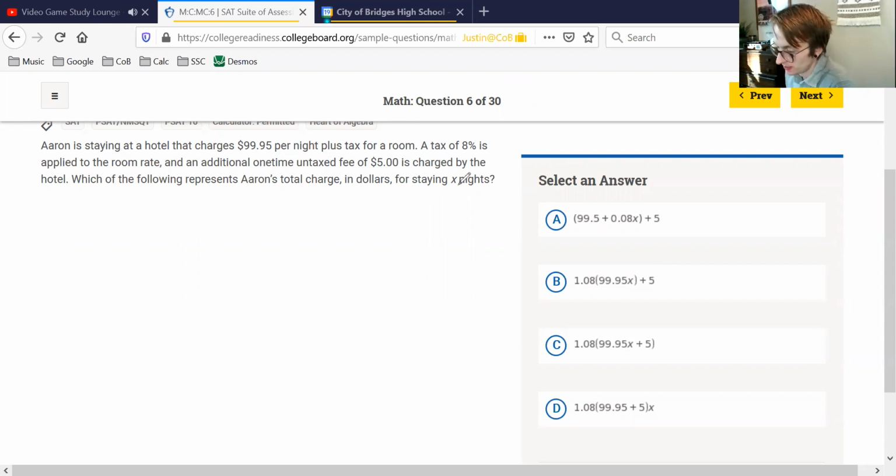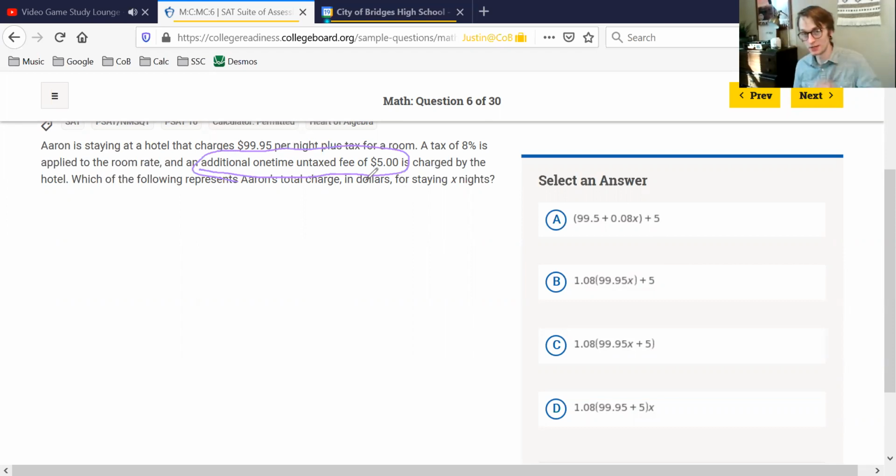X, in all of these, is representing the number of nights that Aaron is staying. So they're saying X is that variable. And then we have these numbers about tax and about a room charge, and an additional one-time untaxed fee of $5. This one, I think, is the easiest place to start.